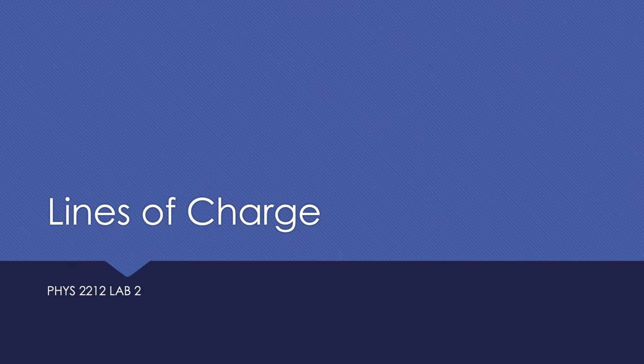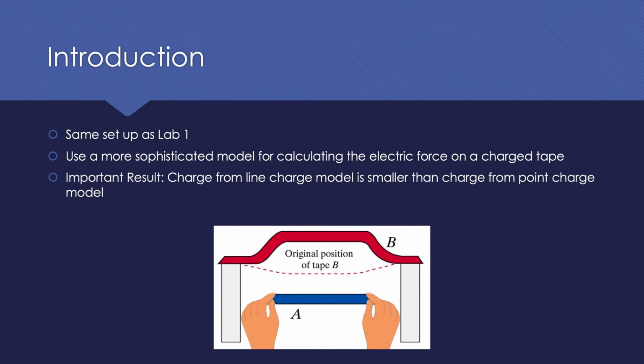Hi, today we will be discussing Lab 2 of Physics 2212, Lines of Charge. In this experiment, we will conduct the same experiment as Lab 1, but use a more sophisticated model for calculating the electric force on the piece of charged tape. The diagram shows the general setup of the experiment, where tape B is suspended while tape A is brought closer and closer until tape B floats over its original position.